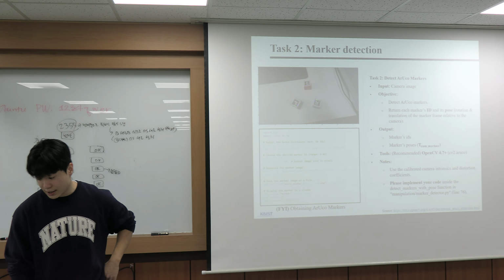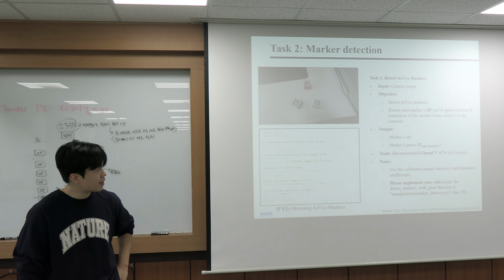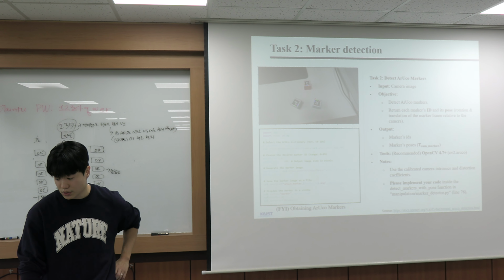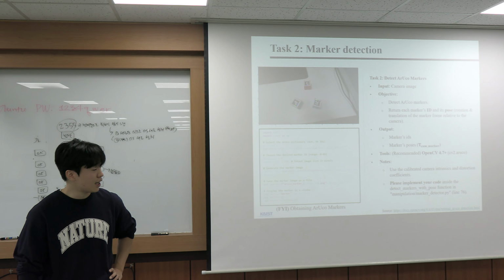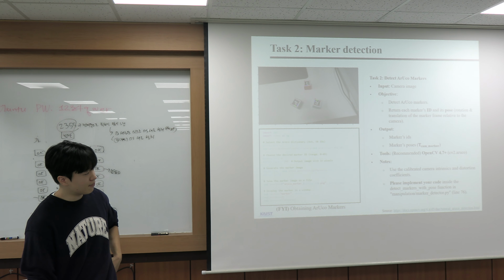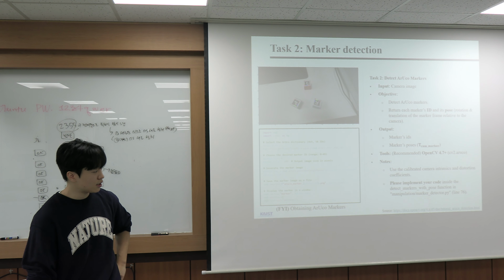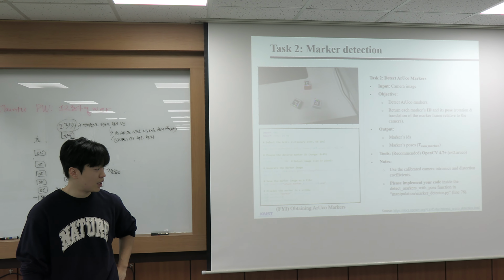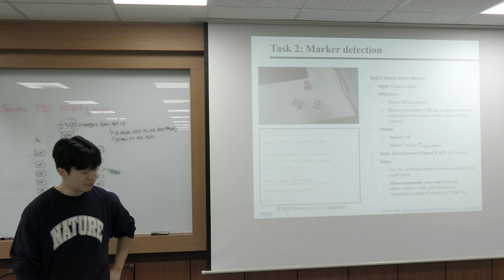So in this task, our goal is to detect the RF markers in the given image and then estimate their pose. For implementation, it is recommended to use OpenCV 4.5 or later, which has the built-in RF marker detection functions. Make sure you use the camera intrinsic and distortion parameters from the previous task.